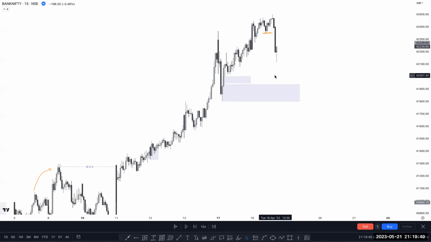If price taps any unmitigated POI like an FVG and creates a single candle order block, then you can take entry, right? Also, if price taps on your order block, then you can also take entry. If price taps on your unmitigated order flow, then you can also take entry for the buy, right?